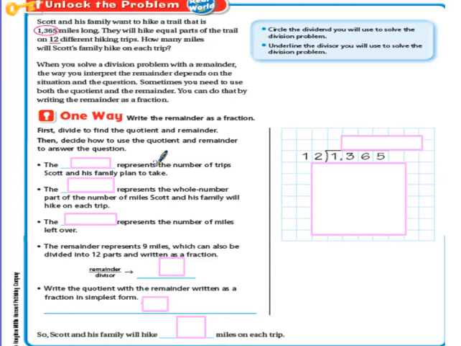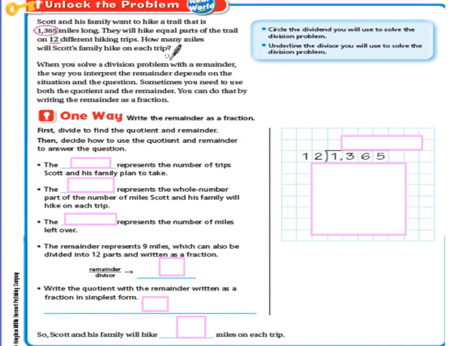So if we're going to circle the dividend, that's how many we have all together. And then if we underline the divisor, that's 12. That tells us how many equal parts or equal trips we're going to divide that dividend into.